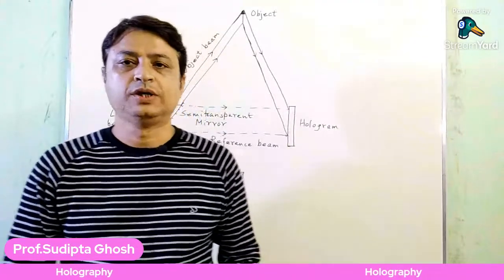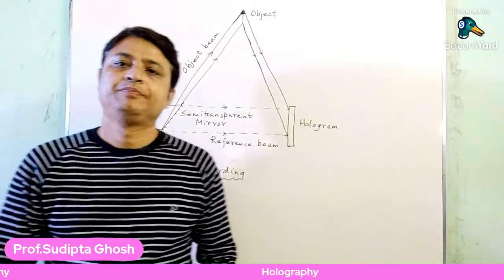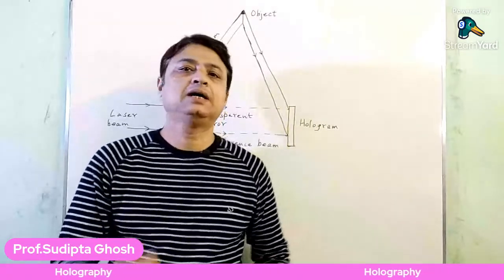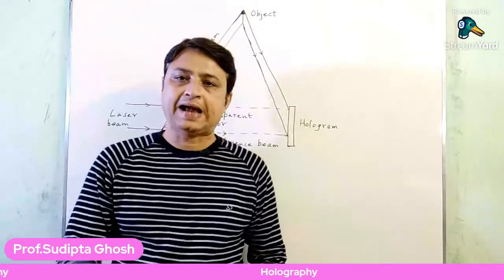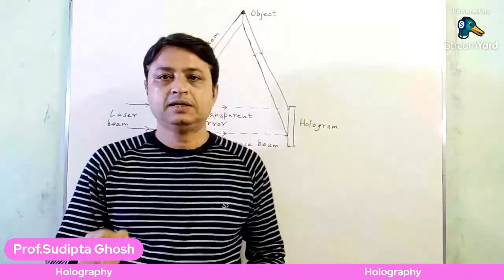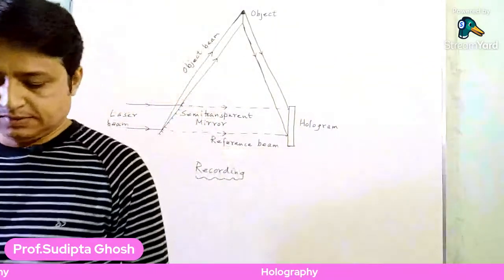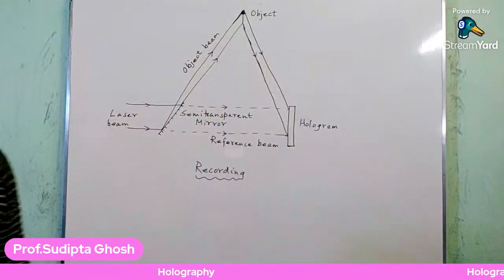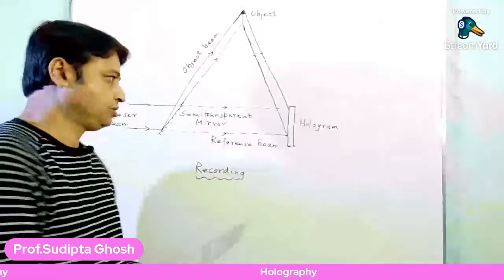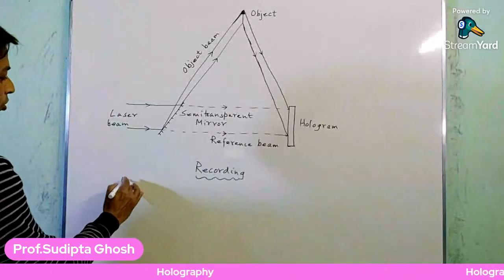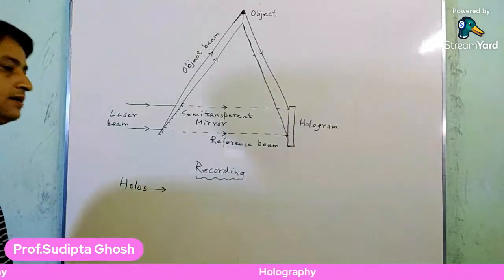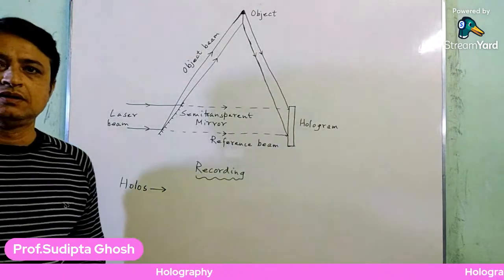So let's start today's topic, and today the topic is holography. Now in 1948, D. Gabor introduced holography. Now what does it mean? The word hologram is derived from the Greek word holos, and it means complete or whole.